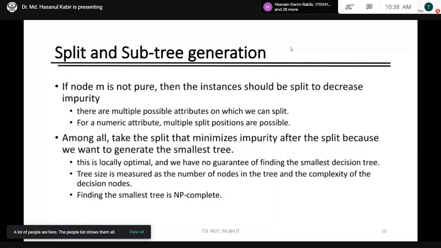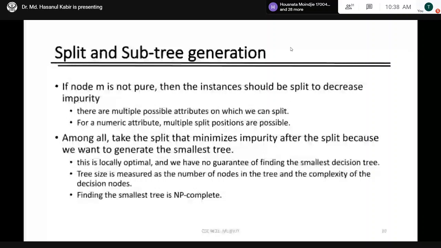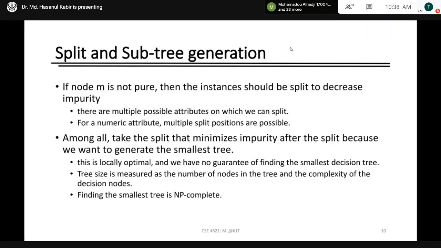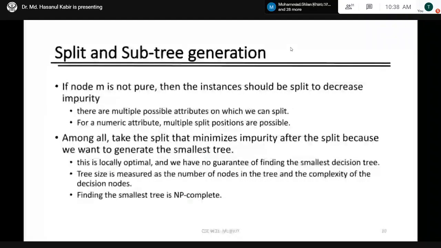Let's say you have 5 values. In case of numeric values, you have 5 values starting from 1 to 5. Then how many split positions will you have? Can someone tell me? Here's the question: if you have 5 different numeric values, 1, 2, 3, 4, 5, then how many split positions are possible there?